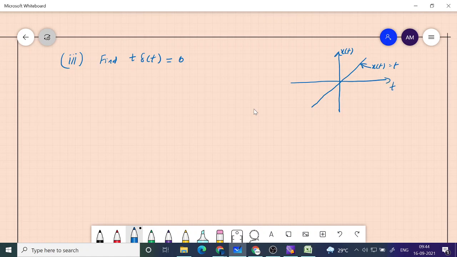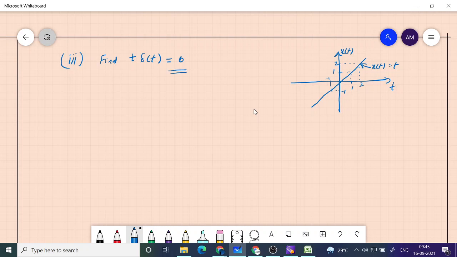So whatever is the value of t, if it is 1, then the function will have the value equal to 1. If it is 2, then the function will also have the value equal to 2. If it is -1, then the function will also have -1. So this is basically t, and it is equal to 0 only at t equal to 0. So when t is 0, x of t equal to t is also 0. It is 0 only here, all other places it is non-zero, but delta of t is 0 everywhere except at t equal to 0. So therefore the product is 0 everywhere.